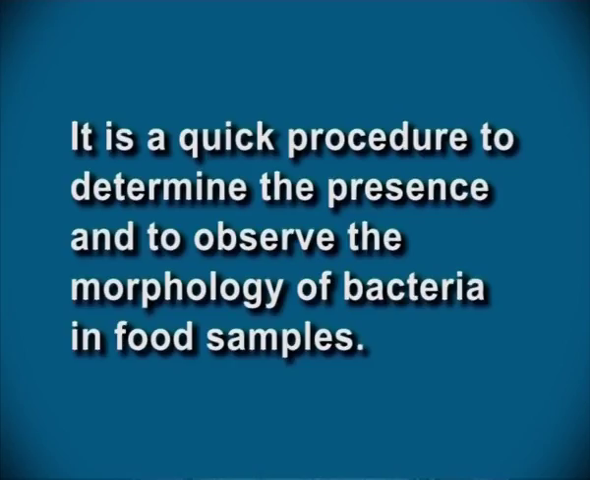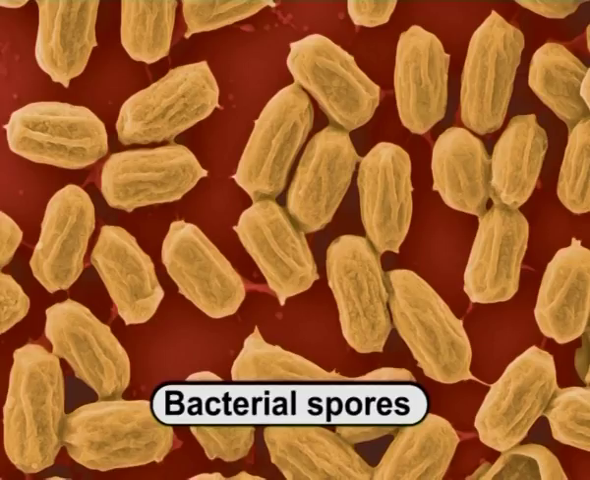Let us learn about simple stain. It is a quick procedure to determine the presence and to observe the morphology of bacteria in food samples. A simple staining technique involves the application of one stain. This helps in observing the cell shape and arrangement. However, some samples do not stain with simple stains, for example, bacterial spores.